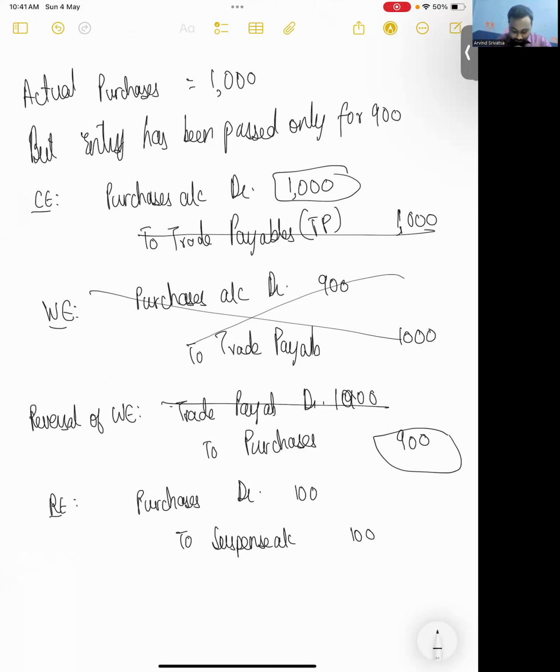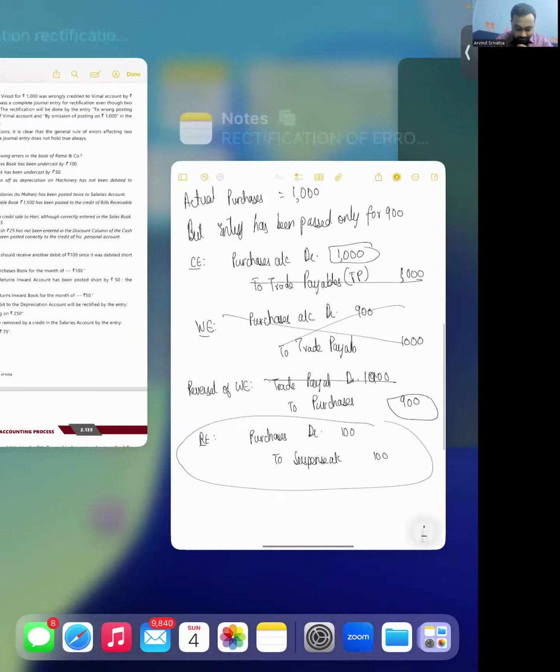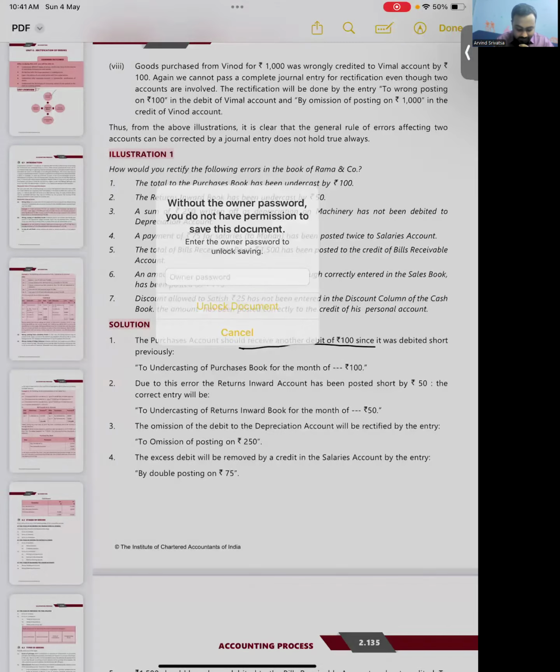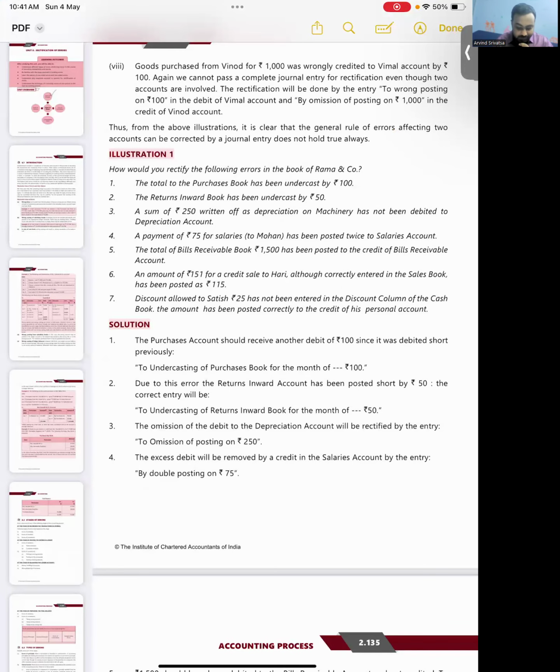So if you see here, this is the entry that will be passed. In your book, I don't think they've passed the entries. This is what they've just said: the purchase account should receive another debit of 100 since it was debited short previously. I think they've not spoken about the concept of suspense account here. They just speak about it in the forthcoming illustrations. But anyways, we will just discuss that here.